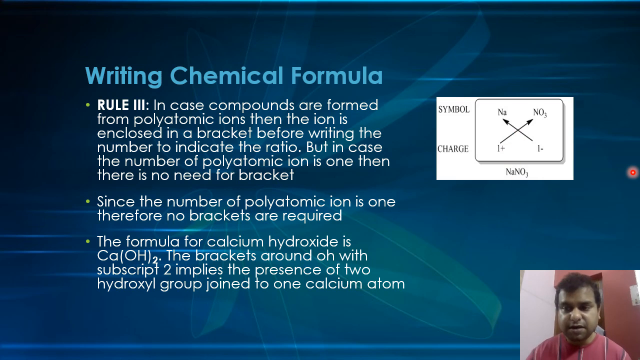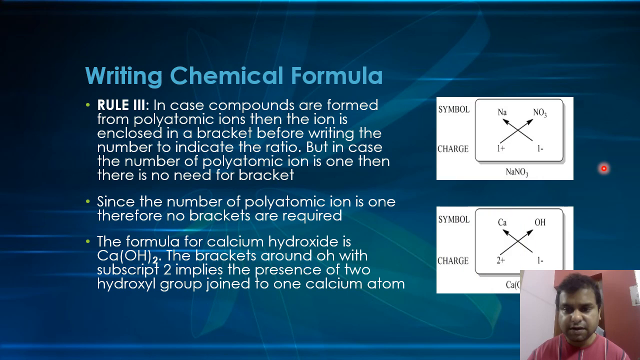Have a look over here. In case the charge on the polyatomic ion is 1 and the metal that is combining with it also has a charge of 1, then there's no need to write the charges. It just says NaNO3.